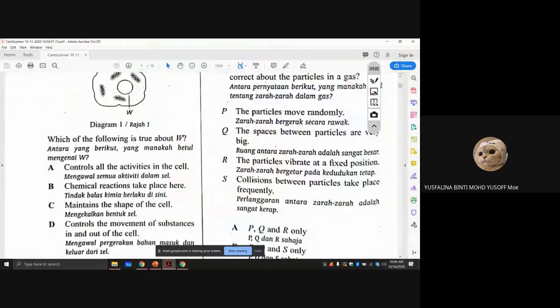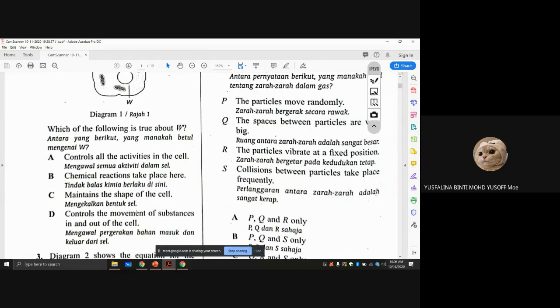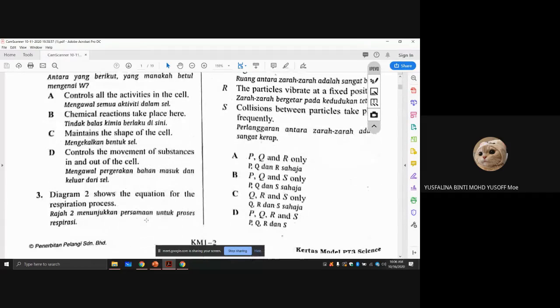So from this question, A is the function of the nucleus. B, chemical reaction takes place here, is for the cytoplasm. Maintain the shape of the cell is for the cell wall, which is for the plant cell. D, control the movement of substance in and out of the cell, is for the cell membrane. So next one, number 3.